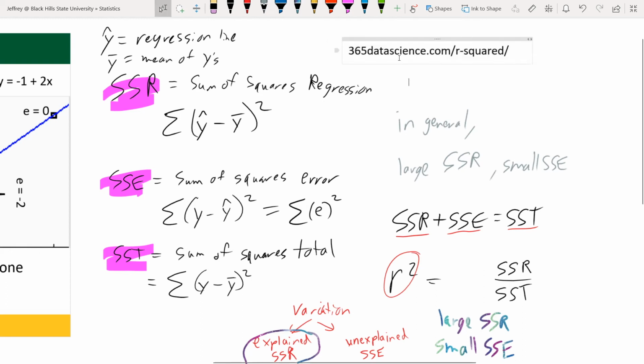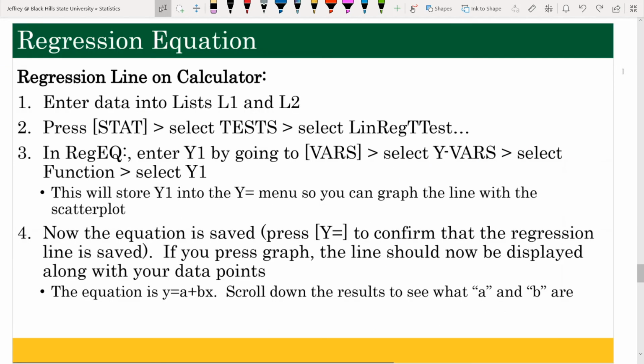Now, in case that did not make any sense whatsoever and I completely butchered that explanation, I would definitely recommend checking out 365datascience.com/r-squared/. This website actually does a really good job of explaining where r squared comes from, and it does a decent explanation of how it's used. But enough about me rambling about r squared.